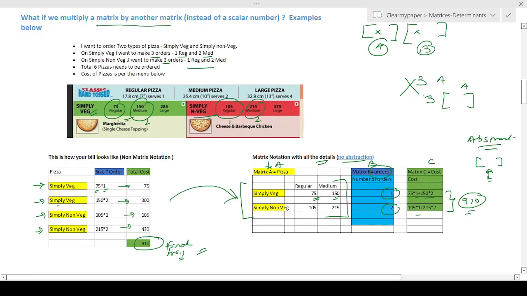All I'm trying to do is I'm just trying to put this whole page over here into a simple matrix notation with all the details of what it is. So what is the details? Matrix A is the pizza, details of the pizza. Matrix B is the details on the orders, and matrix C is the details on the cost. And I have this right now. Okay, so far so good.